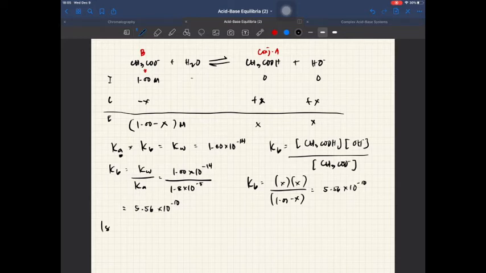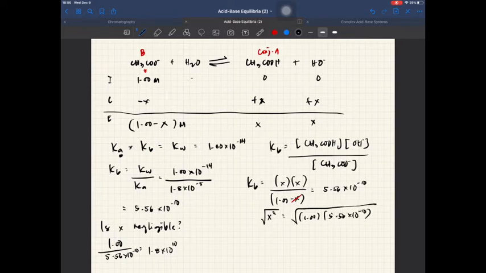So is x negligible? We have 1 divided by 5.56 times 10 to the negative 10, and we get a value that is equal to 1.8 times 10 to the positive 10. So it is a very large value, and therefore x is negligible. So we can just cancel x here, and we get x squared is equal to 1 times 5.56 times 10 to the negative 10. Taking the square root of that value, we get 2.36 times 10 to the negative 5.